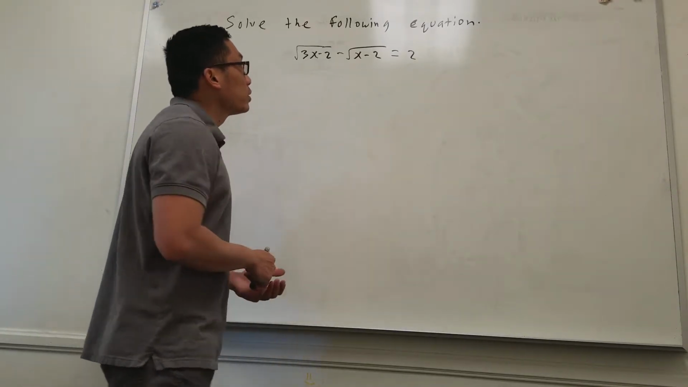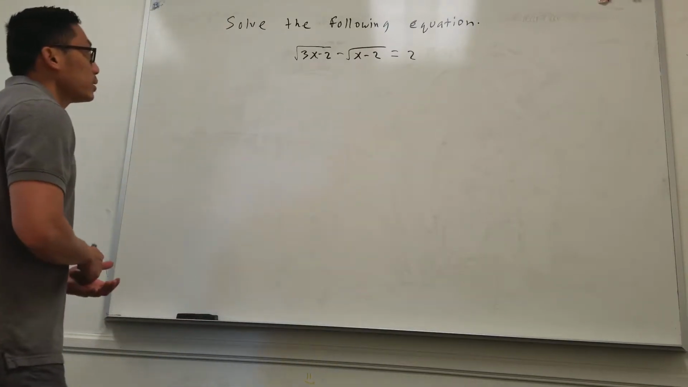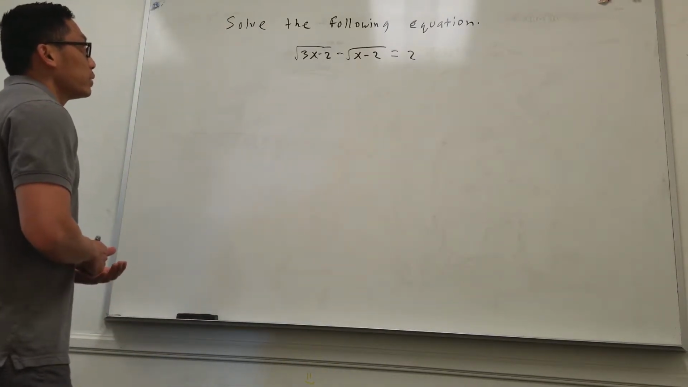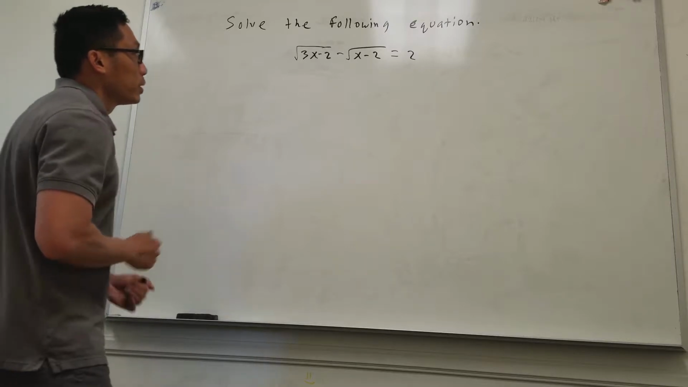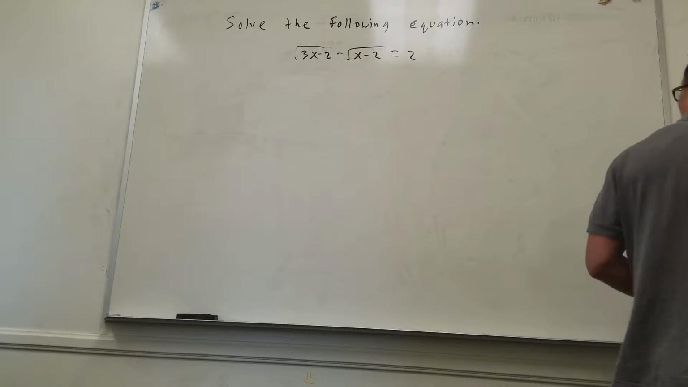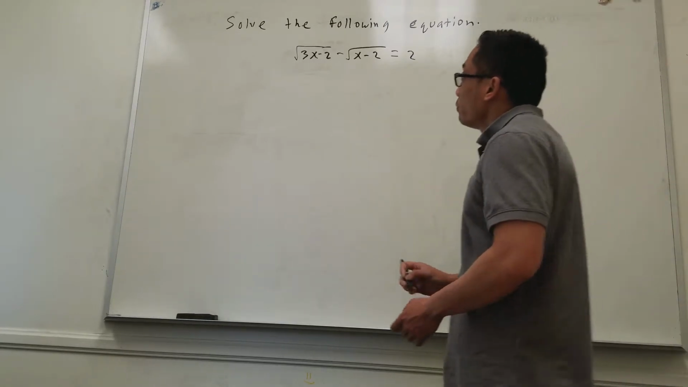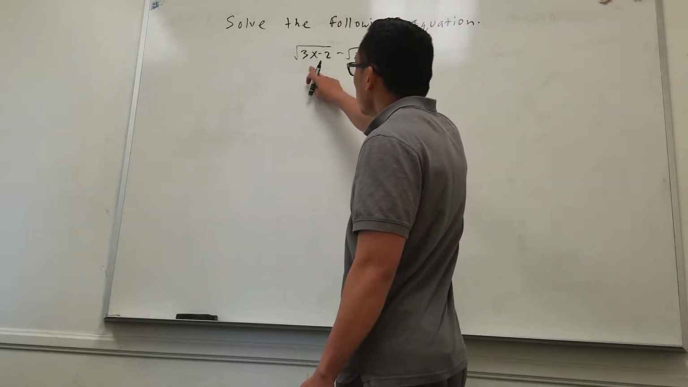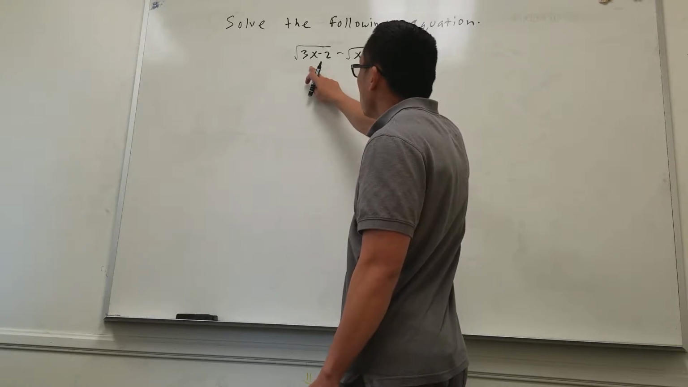Our goal is something we learned even in pre-algebra: we have to get x by itself, right? So how do we do that? We want to get rid of what? The radical, right? So the square root we want to get rid of. So what we need to do is square.